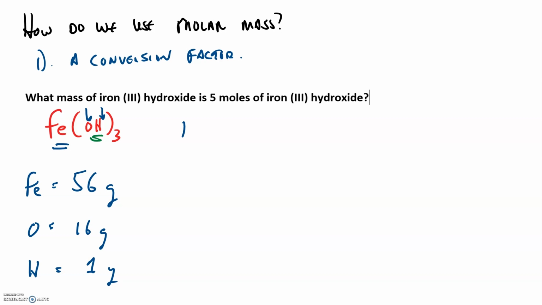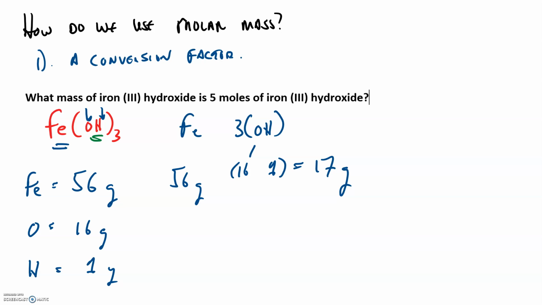So what's our molar mass? A couple ways you could do this. We could say that we have 1 iron, and of course that's 56 grams, and we have 3 hydroxides, and of course they're each 17 grams. So what's our total molar mass? 56 plus 3 times 17, which, turning on my mental calculator here, is 51 grams, and of course that means that our overall molar mass of iron 3 hydroxide is 107.